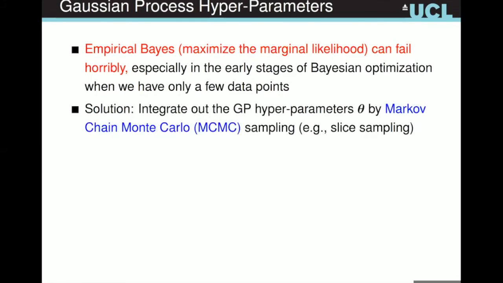What we can do is start thinking about integrating out the Gaussian process hyperparameters using sampling methods such as Markov chain Monte Carlo sampling. An example of that would be slice sampling to integrate out the hyperparameters. This is relatively expensive, but when it comes to reducing the number of experiments that we have to run on the real system, where we have to pay a lot of money, it's probably worthwhile spending some more compute time on doing proper Gaussian process modeling and integrating out the hyperparameters.